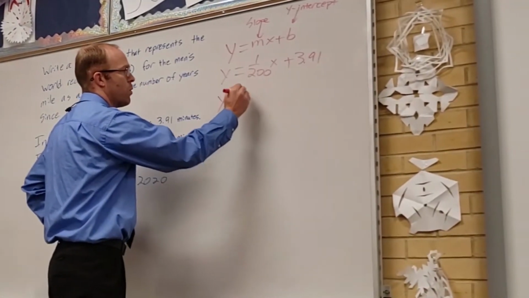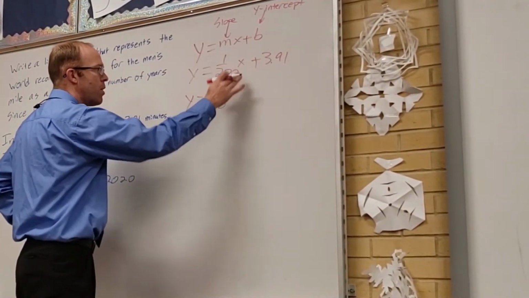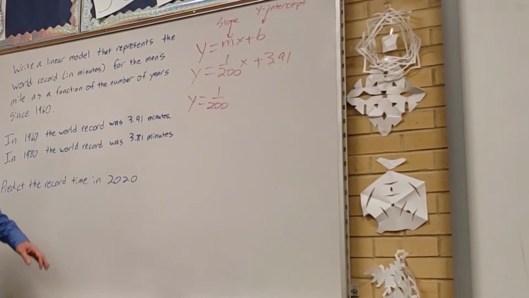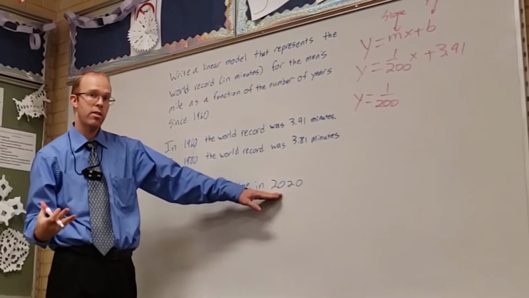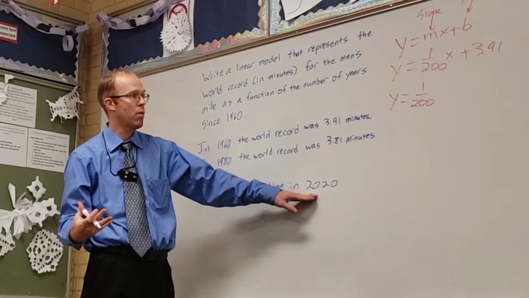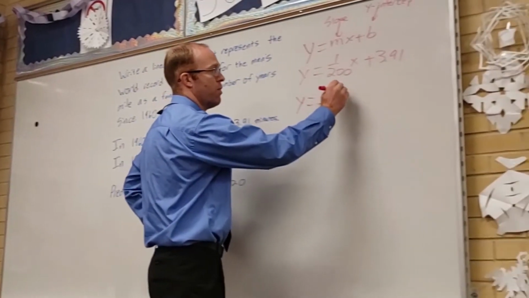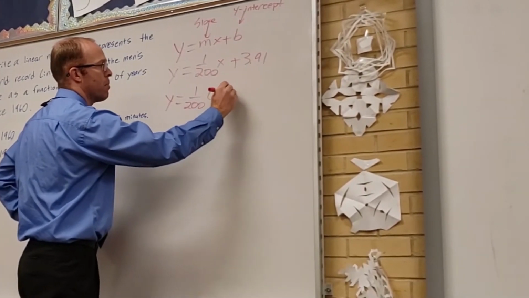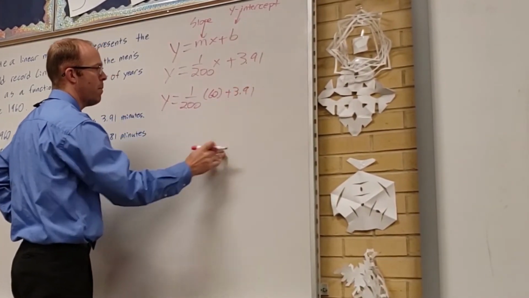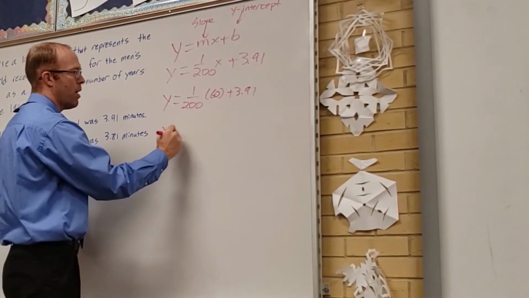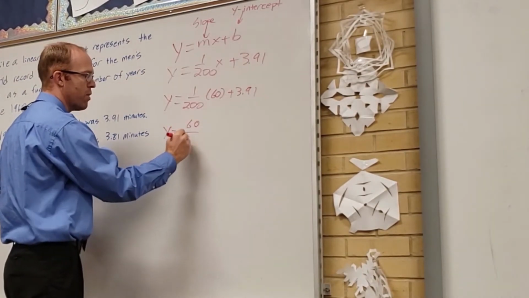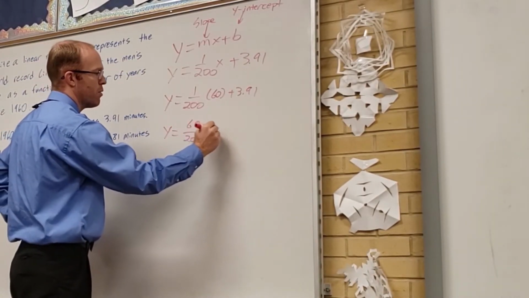So we have y equals negative 1 over 200, and we need to put in a value for our year. 2020 is 60 years since 1960, so our value that we're going to put in for x is 60. So negative 1 over 200 times 60 plus 3.91. Multiplying this together, we get y equals negative 60 over 200 plus 3.91.